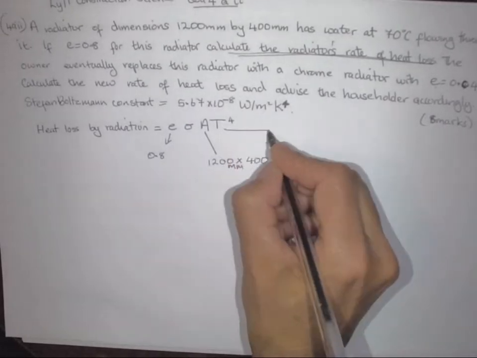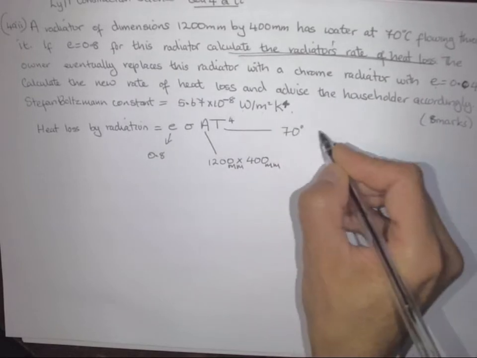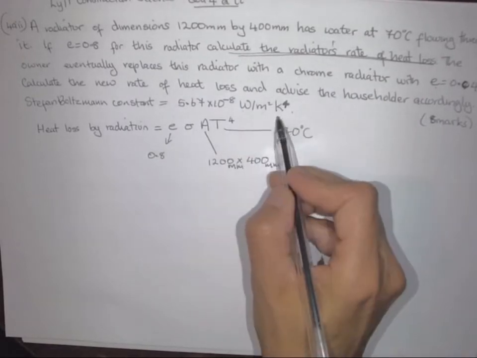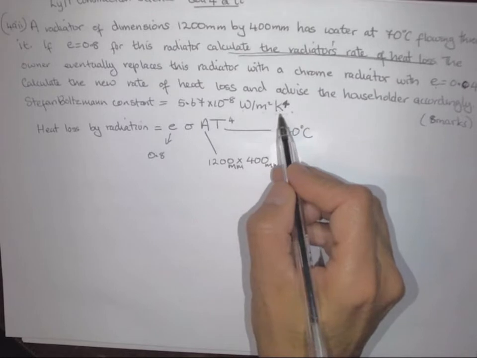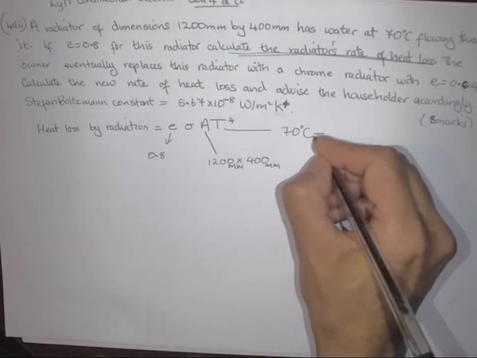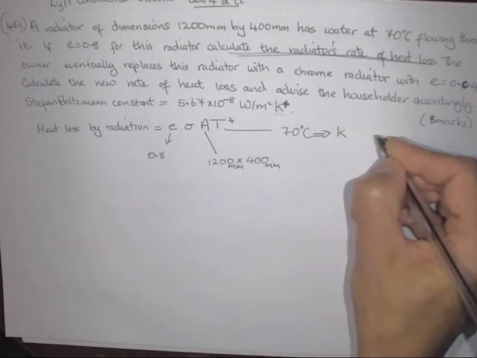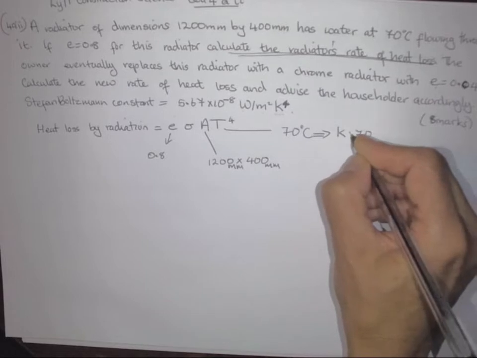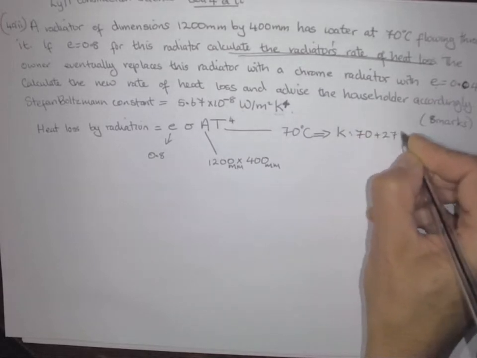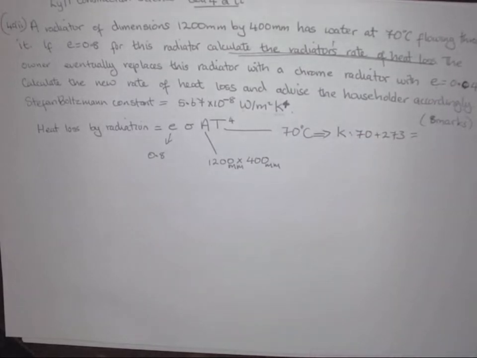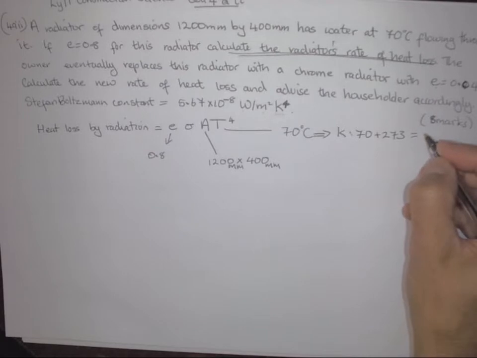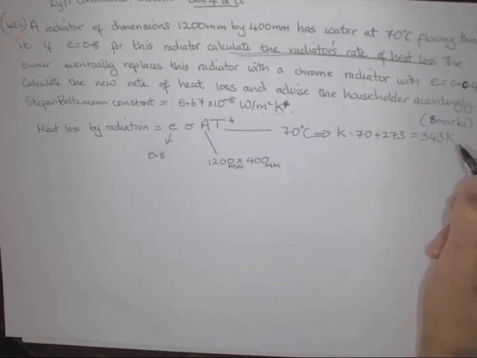The temperature is 70 degrees Celsius, but if you look at the formula or the units here, it's measured in Kelvin, so that has to become Kelvin. So it's going to be 70 plus 273. That will make that Kelvin. So if you were to add them together, that will be 343 Kelvin for the temperature.